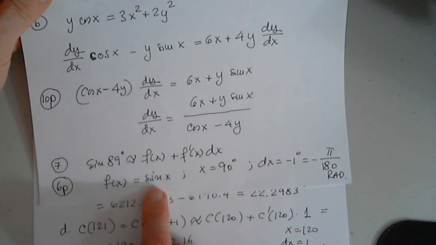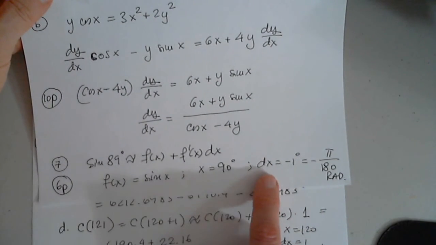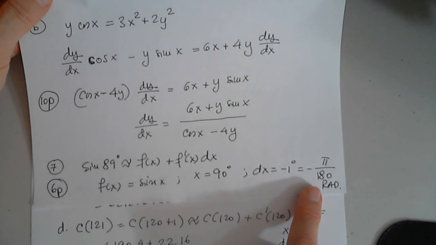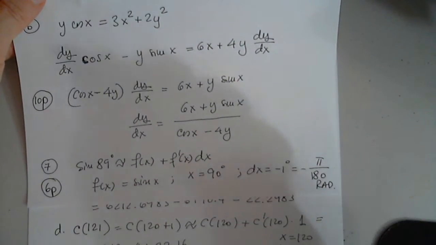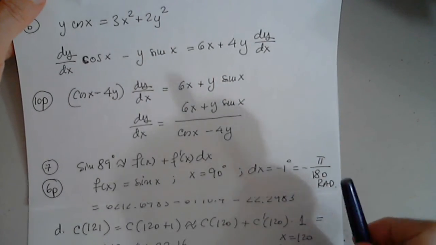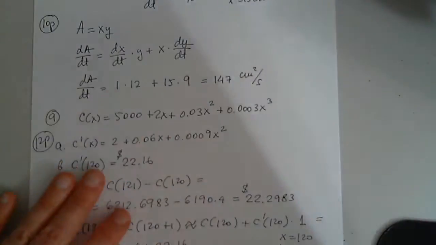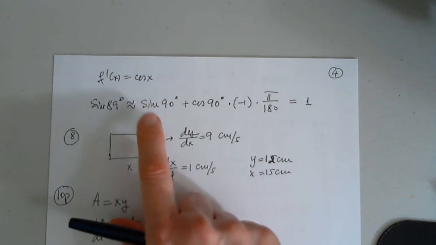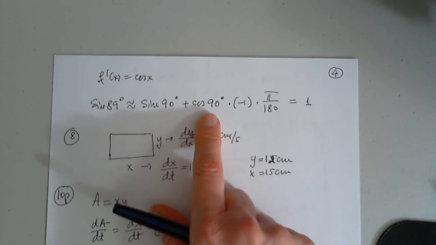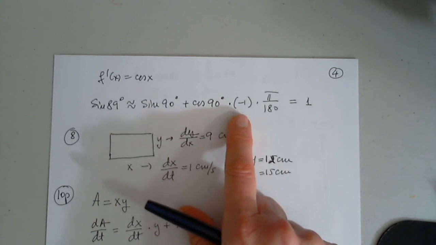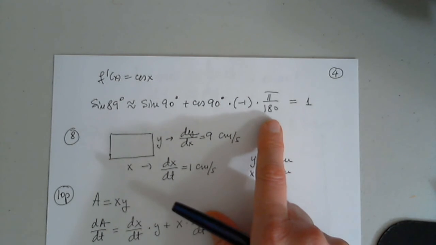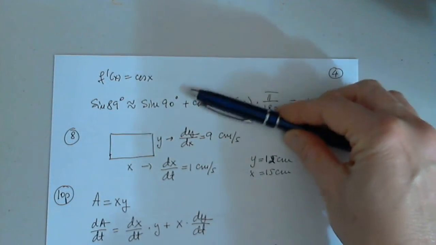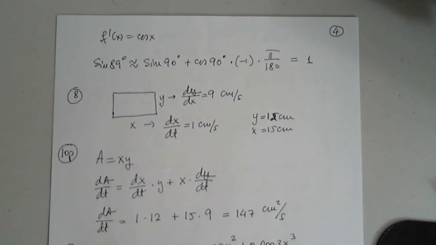And where the function is sine x, x is 90 degrees, and dx is negative 1 degree, has to be changed into radians. I didn't even have to write radians here, because it's pi. Once it's pi, we know it's radians. So f prime of x is cosine x, and all we do is just put f of x plus f prime of x times negative 1 degree times pi over 180. So it happens that since cosine of 90 is 0, all this term is 0, so it's approximately 1.